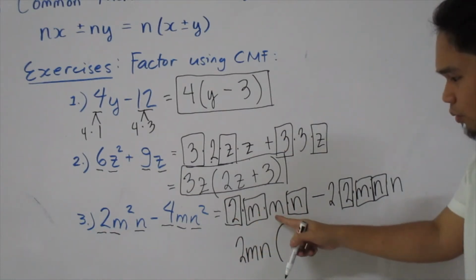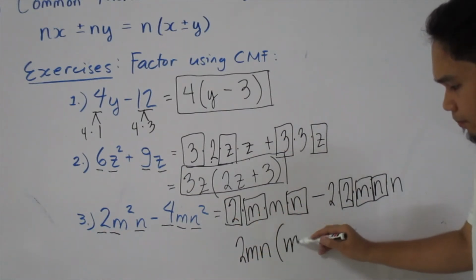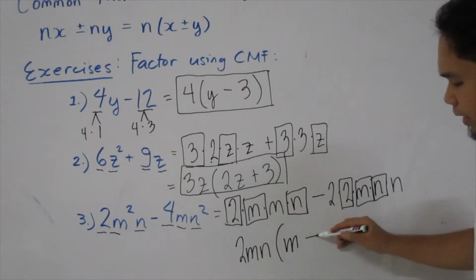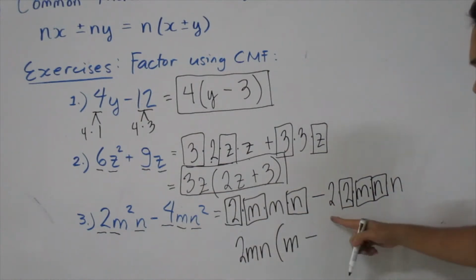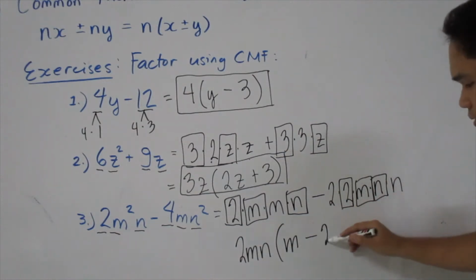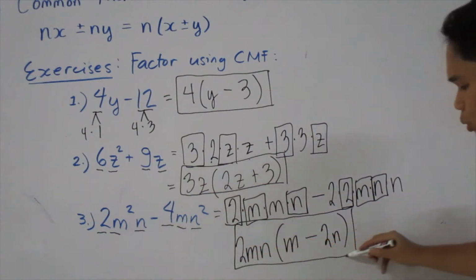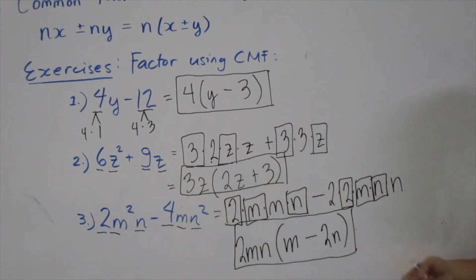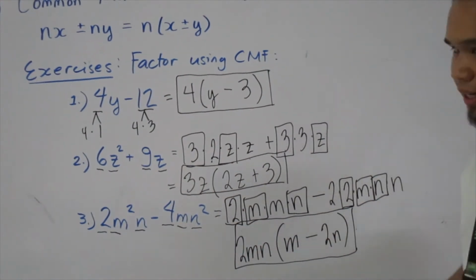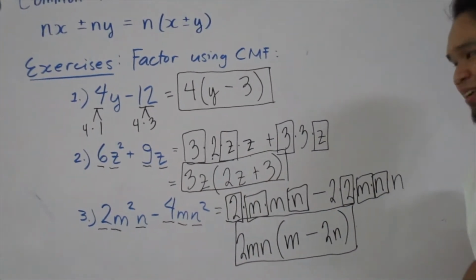So in the first term, what is left here? Clearly, it's just an m. Copy the sign, minus, copy the operation rather. What is left here in the second term? That is clearly 2 times n. Okay. So this is your answer in number 3. Okay. 2mn times the quantity of m minus 2. Hopefully you got a score of 2 or 3 here.